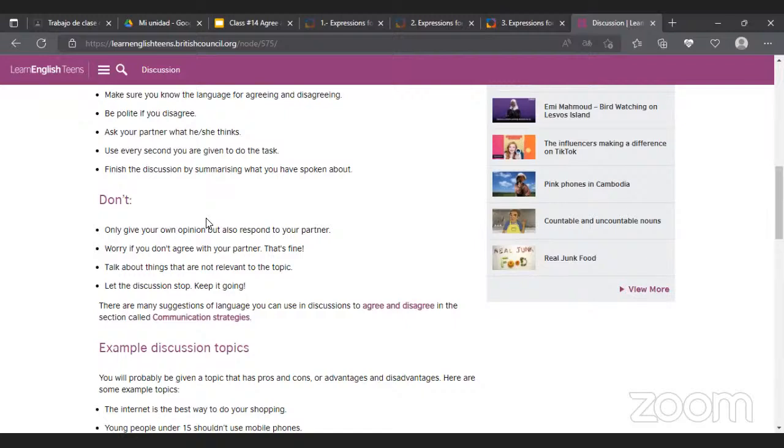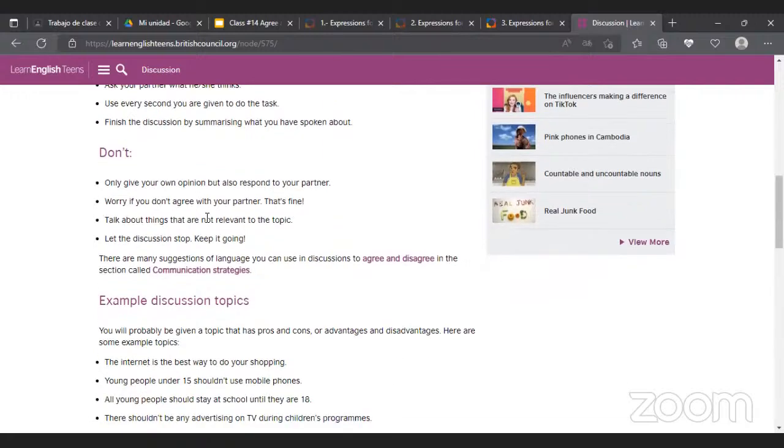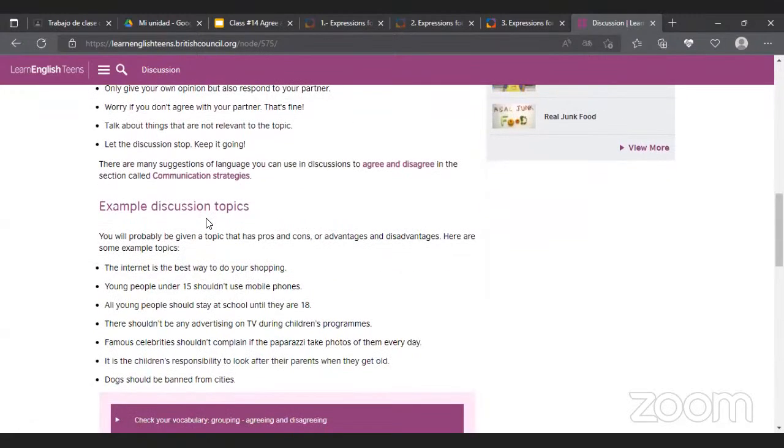What you can't do, you don't want to do. Okay, only give your own opinion, but also respond to your partner. Don't worry if you don't agree with your partner. That's fine. Don't talk about things that are not relevant to the topic. Keep going. Don't let the discussion stop. Now, examples of discussion topics.